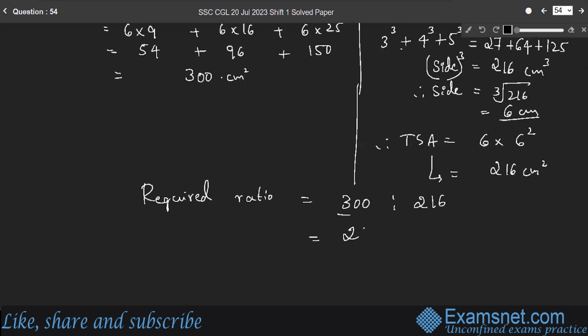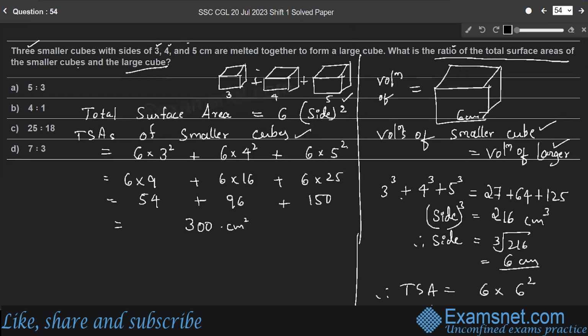24, 12 into 5 is 60, then 12 into 1, 12 into 8. So 25 is to 18 is the required ratio. So ratio of total surface area of smaller cubes to larger cube, right? Therefore 25 is to 18, option C is the right answer.